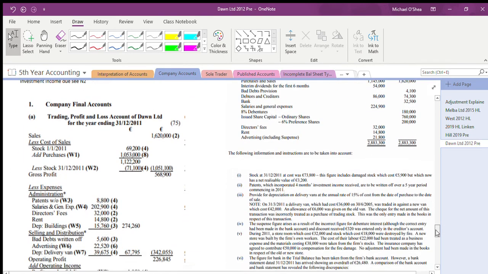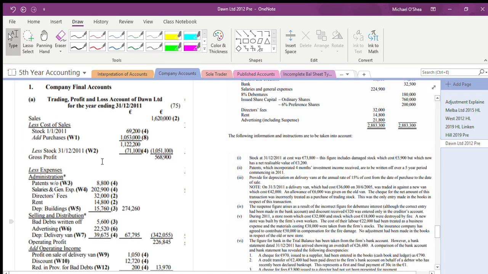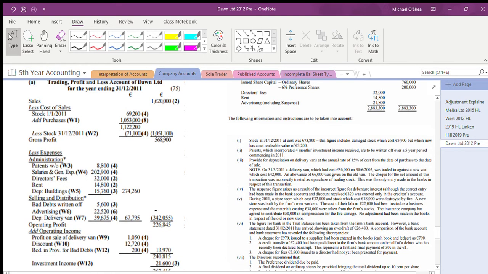So as normal, we have our normal start to the question. We have our admin expenses. Rent is here, 14,800. Just make sure to look out for these things here. We also have directors' fees there as well of 32,000. Directors' fees, if you can remember from published accounts, is an admin expense. Generally, it's easier to learn after selling and distribution expenses. Everything else is admin. So just make sure to look through the question to find any other outstanding expenses for the year.